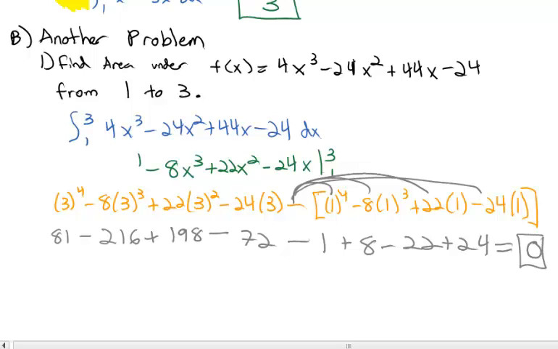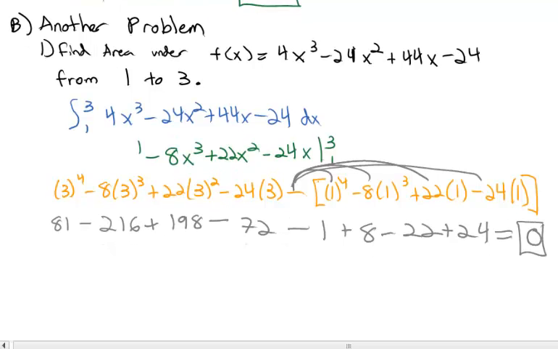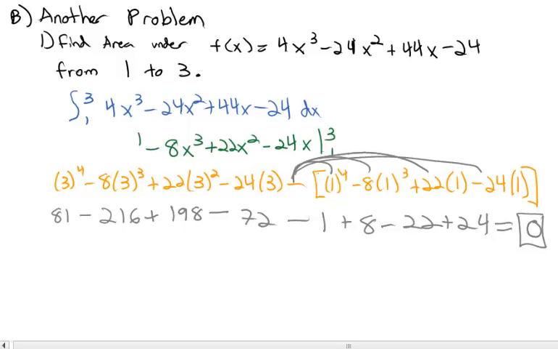The integral from 1 to 3 is 0. How is the area 0? We can't just make that negative because negative 0 is just 0. Well, let's go back to our original problem.